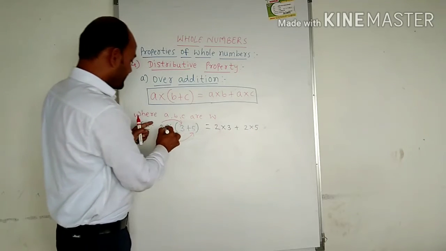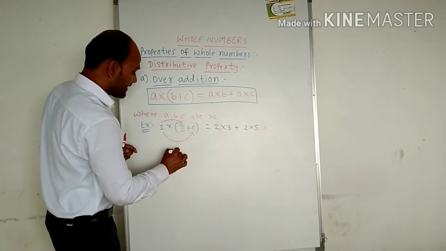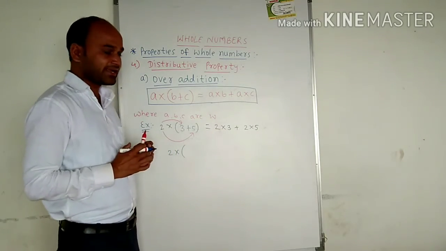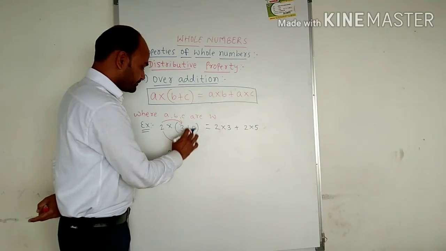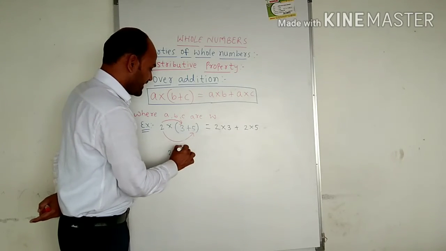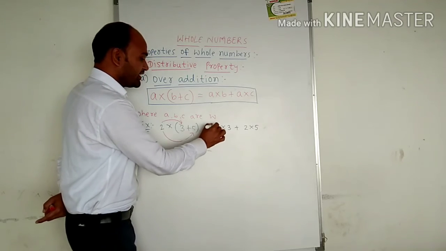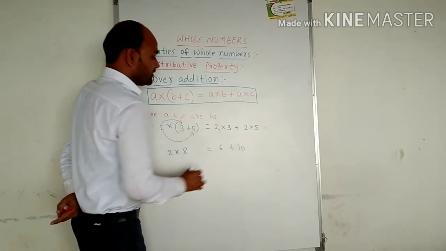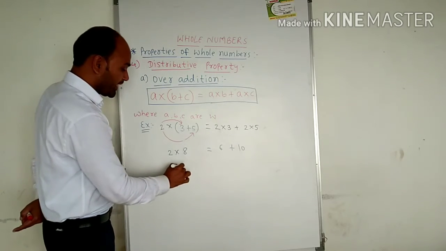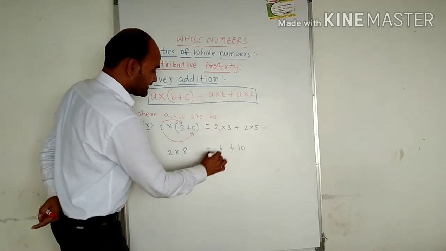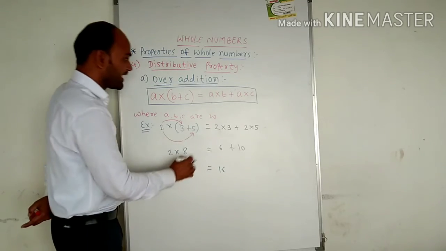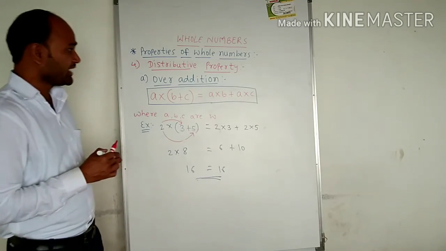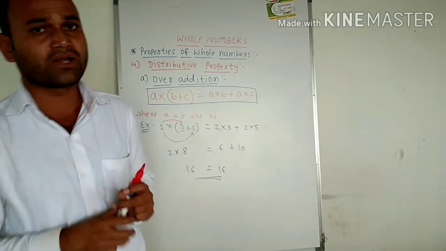Here let me write 2 as it is under the bracket. As we know, according to the BODMAS rule, we have to solve the bracket first. 3 plus 5 becomes 8. And then the next one: 2 3s are 6, plus sign, 2 5s are 10. So 2 8s are 16, and 6 plus 10 is also 16. It means that the distributive property is satisfied. In this way we have to solve the distributive property over addition.